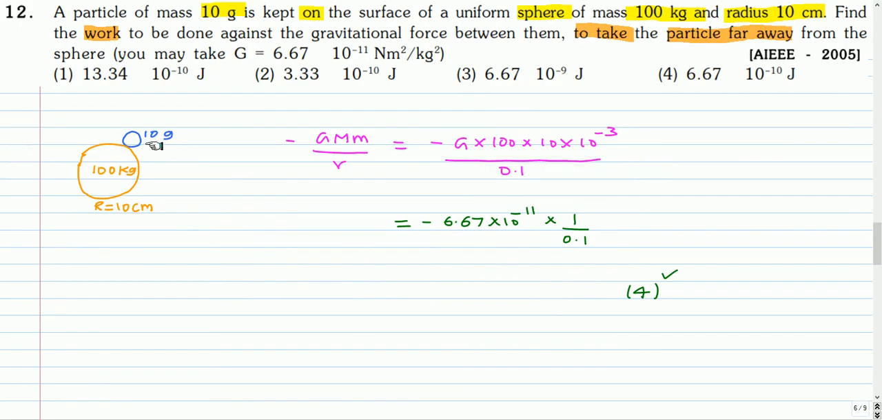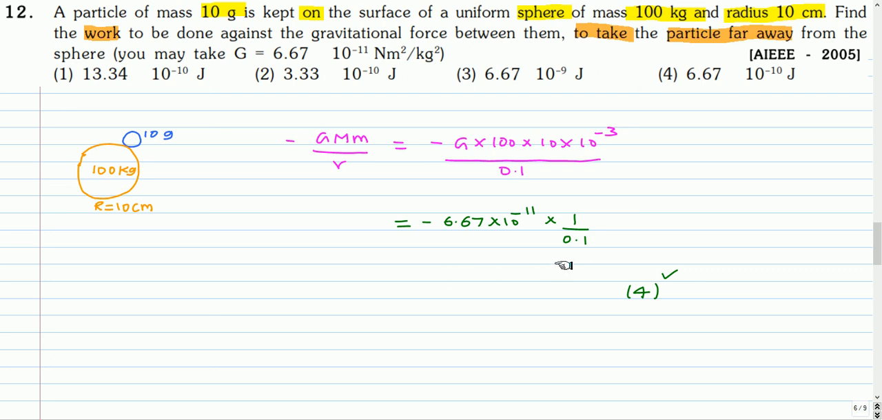So a mass of 10 grams is kept on a sphere of mass 100 kg and radius 10 centimeters. So the work done in moving the mass from this initial position to the far away distance is final gravitational energy minus initial gravitational energy. The gravitational energy is minus GMm by r, and the initial distance r is the radius, 10 centimeters. So the approximate distance between the centers of the two is 10 centimeters only, so it is 0.1 meters.